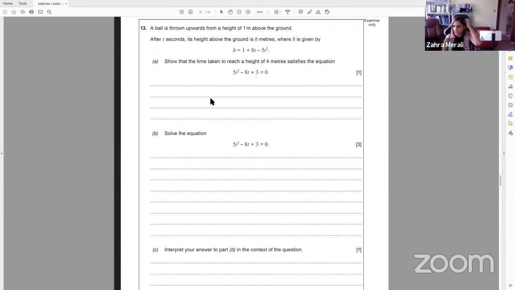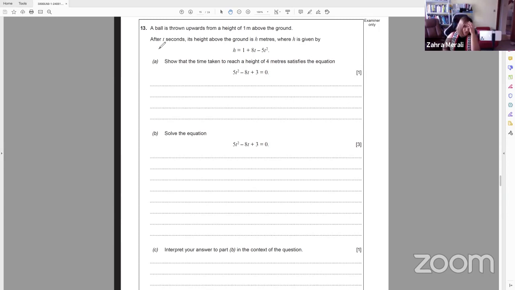Okay, question 13. A ball is thrown upwards from a height of 1 meter. After t seconds, the height above the ground is given by the formula. Show that the time taken to reach a height of 4 meters satisfies that equation. So we want to reach a height of 4 meters, so we're replacing the h, which is the height, with 4.